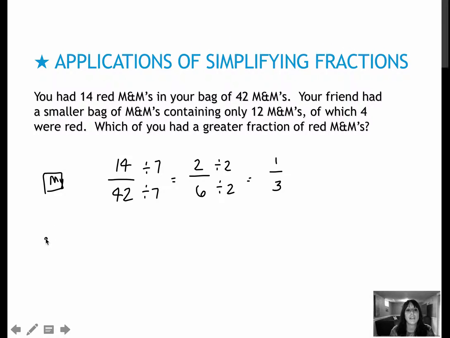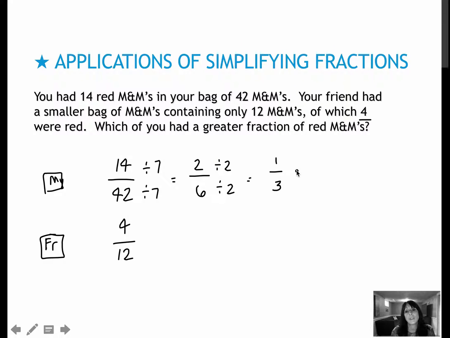Now my friend has one of those little mini bags of M&Ms, so too bad for her. There's only 12 M&Ms in the bag, so that's the total. That number has to go on the bottom because that represents the whole, and 4 of those are red, so 4 of 12 are red.